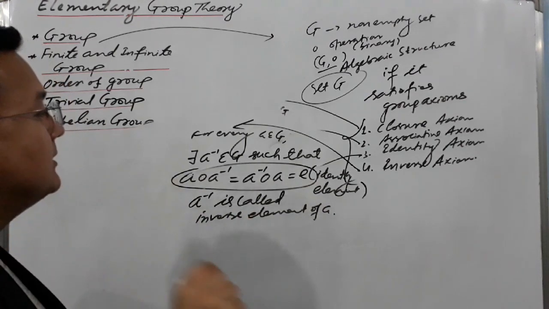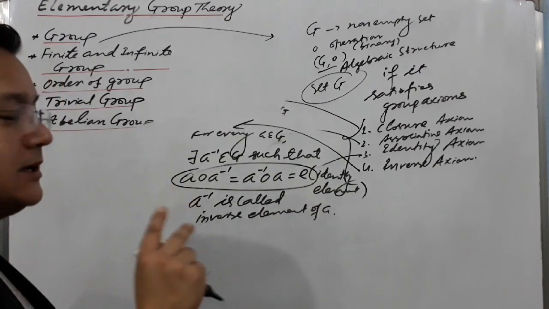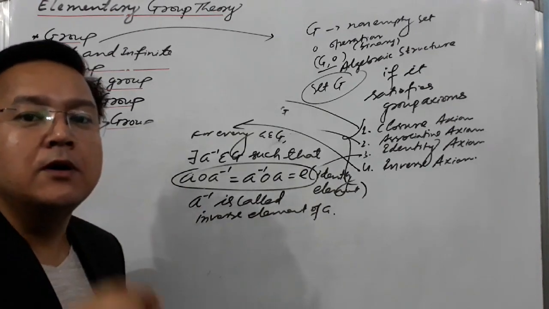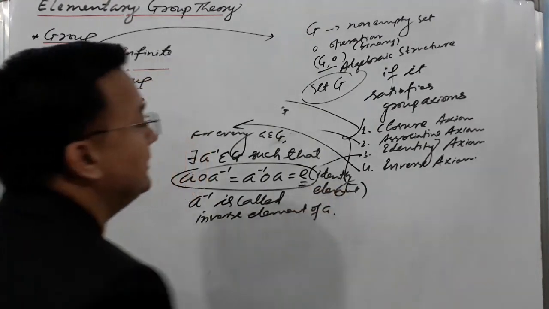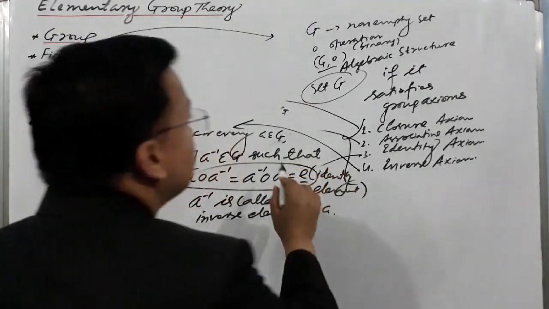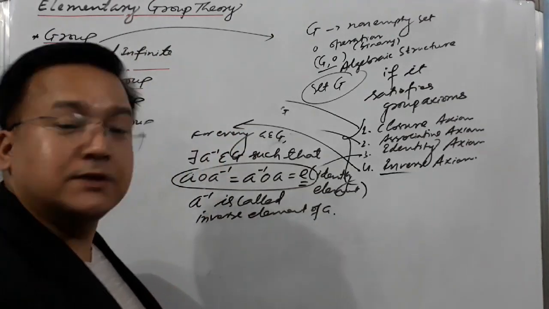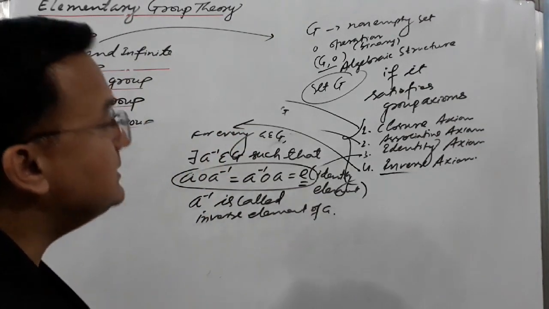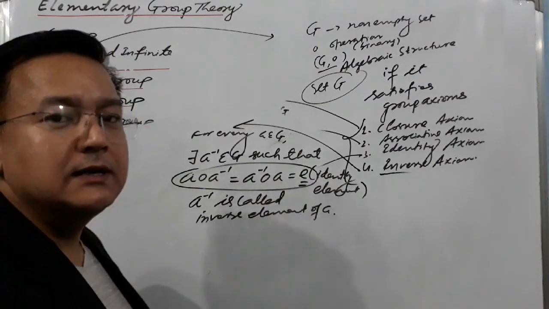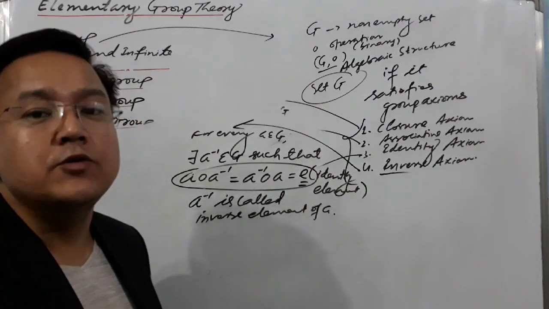So how to recognize that one is the inverse of another? After the operation, the result should be equal to the identity element E. Then only we can say they are inverses of each other. So if G satisfies these axioms, then we can say G forms a group. And if any one of them is not satisfied, then G is not going to form a group.